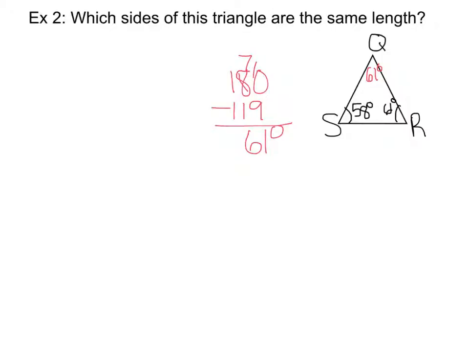We can figure out which sides are the same length by looking at their angles. We can see that this angle is 61 degrees, and this angle is 61 degrees, so the sides opposite these angles, QS, and opposite of this angle would be SR. So these two sides are the same length. So we can write, for our answer, which sides of this triangle are the same length? Side SR and side SQ.